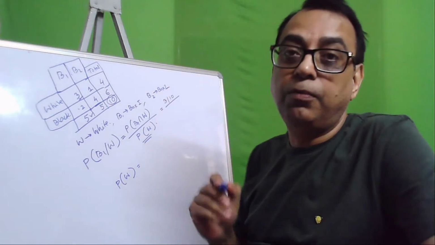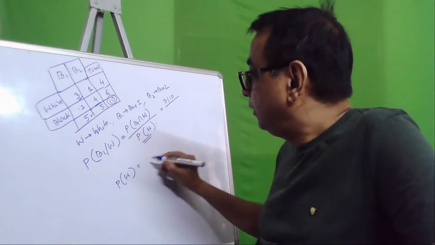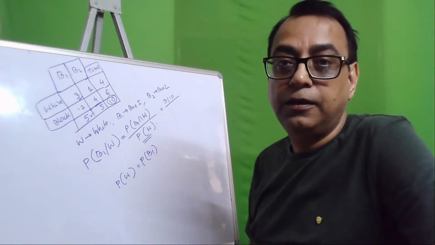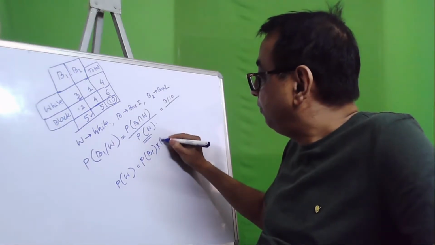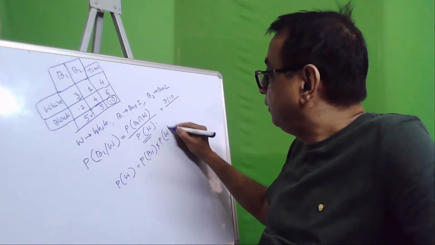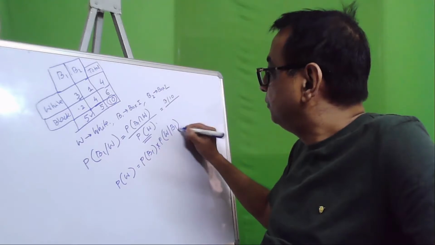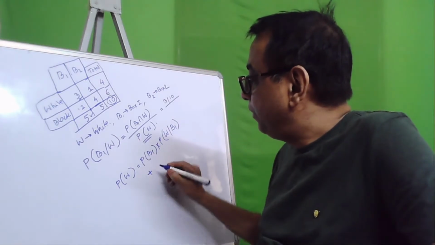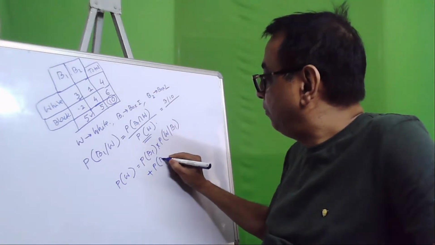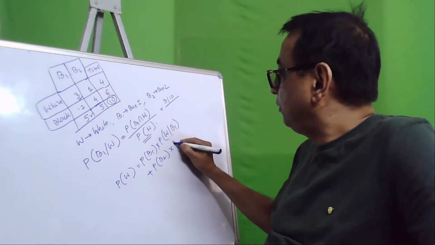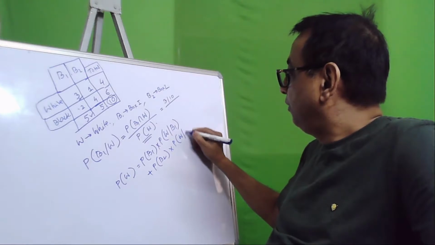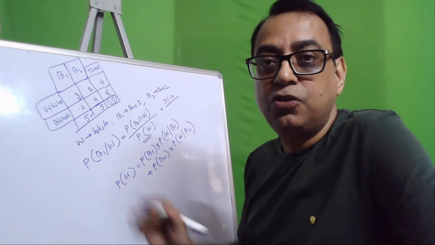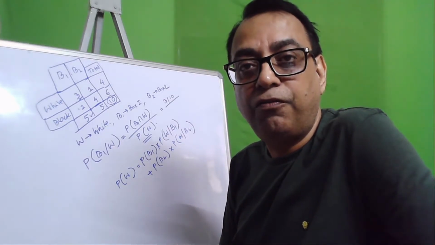Now what is the probability that it will come from box 1? It is given by the probability of choosing box 1 into the probability of white given box 1. And the second part is the probability of box 2 into the probability of W given box 2. So this will be the total probability of white.